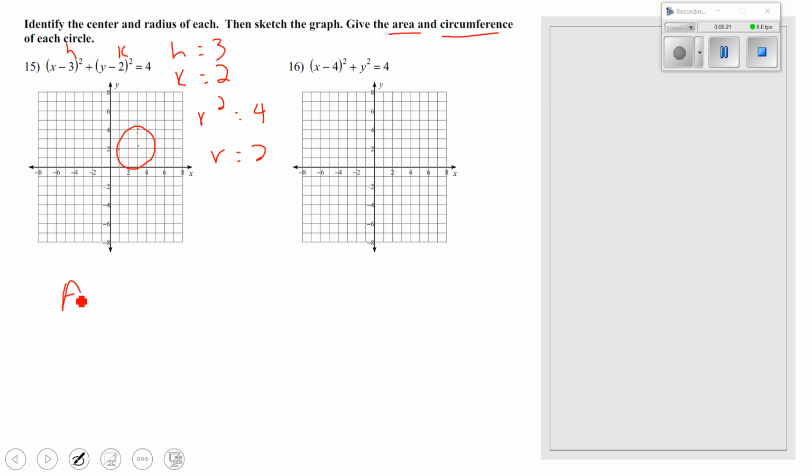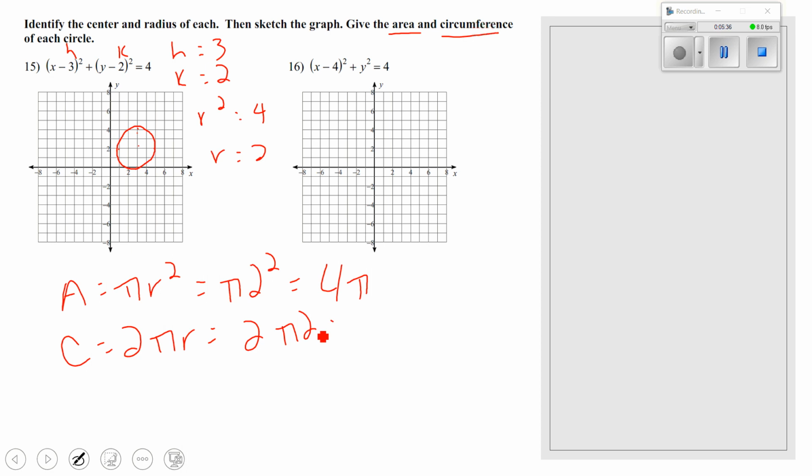Well, I know my area is equal to pi r squared. So my area is equal to pi times 2 squared, which is equal to 4 pi. And I know my circumference is equal to 2 pi r. So 2 pi times 2, which is again equal to 4 pi. And that is it.